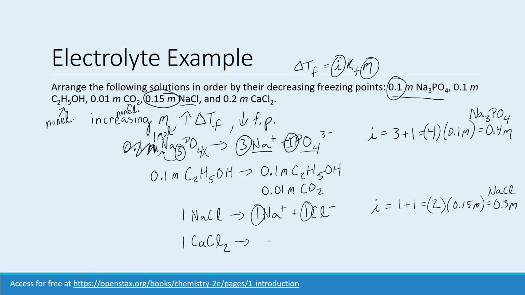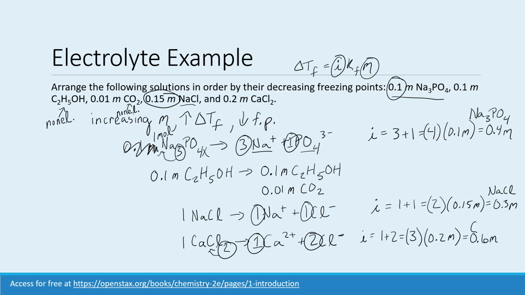Okay, and last one, we've got calcium chloride, right? So 1 calcium chloride will dissociate into your calcium ion plus 2 of your chloride ions. Remember that subscript becomes my coefficient, and so I've got 2 chloride ions, and my Van't Hoff factor there will be 1 plus 2 for a total of 3, which I can then multiply by the molality of 0.2, to give me 0.6. And that's for our calcium chloride.